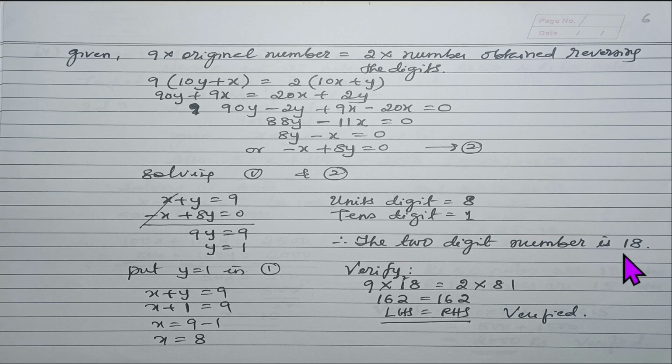So can we verify this? Let us verify this. See, 9 into the original number 18 is equal to 2 times the number which you obtained by reversing it. So 9 into 18 is 162, and 2 into 81 is 162. LHS is equal to RHS, and therefore we have definitely verified it. That means our number which we have got is 100% correct. So that is how we solve the statement examples.